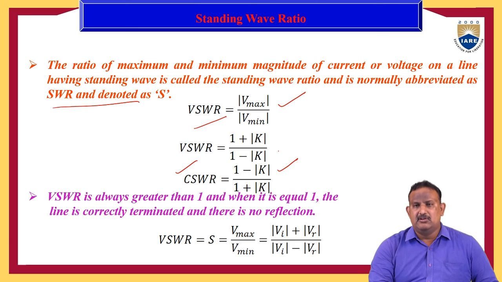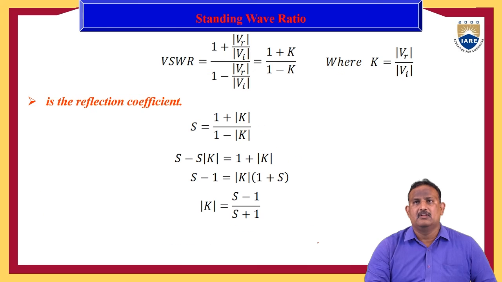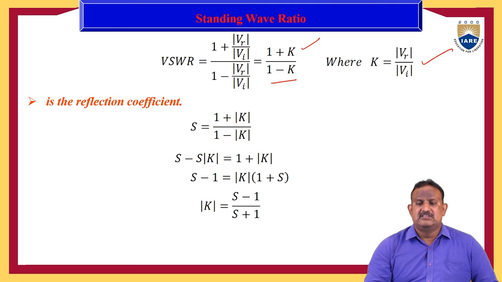We can find out the VSWR, denoted as S, equal to V max by V minimum, where V max can be defined as VI plus VR and V minimum can be defined as VI minus VR. Therefore, VSWR is equal to, if you take VI common, 1 plus VR by VI by 1 minus VR by VI. But VR by VI is known as the reflection constant K. Therefore, we can define 1 plus K by 1 minus K, where K is the ratio of reflected voltage to the incident voltage. So it is the reflection coefficient.